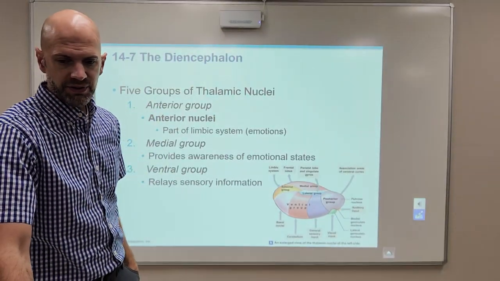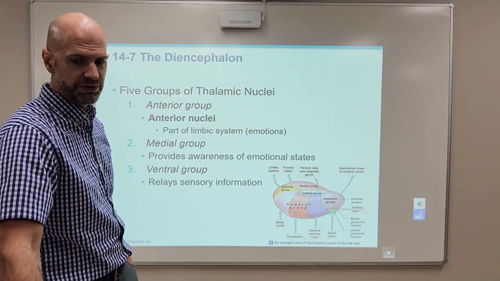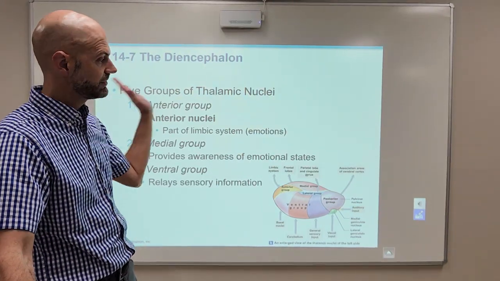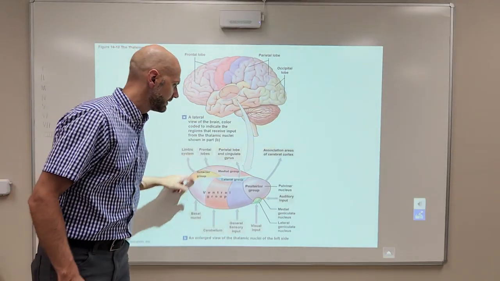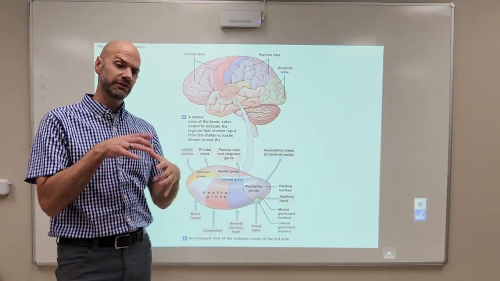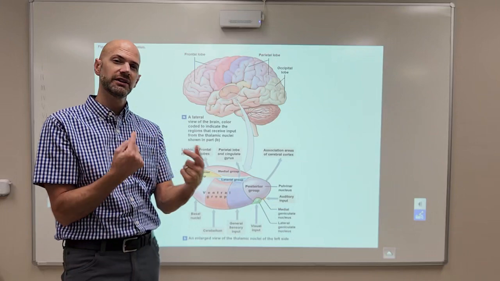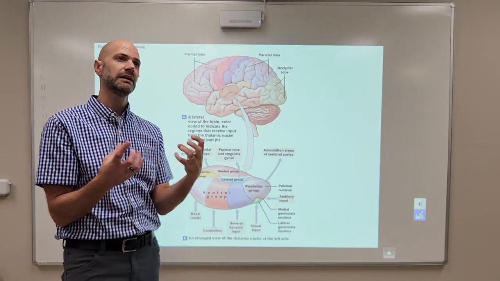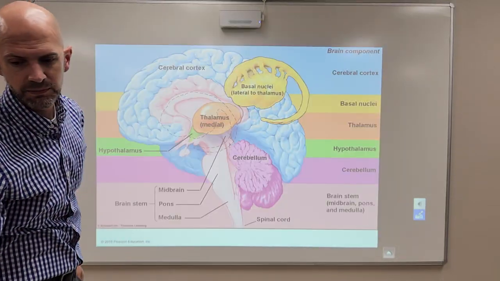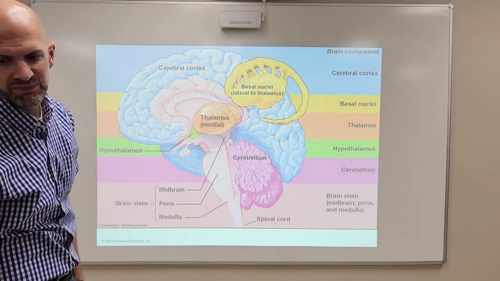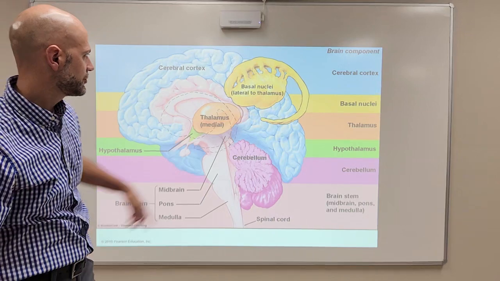All right, these are the various groups of thalamic nuclei. You don't have to know any of those. But just know the thalamus has several different chunks, different regions that are coordinating sensory reception from different parts of the body. There's the thalamus in orange, right here.